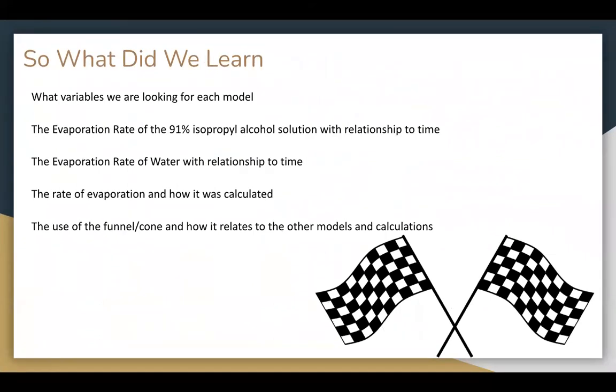In conclusion, after completing the experiments and analyzing the results, we can take away some valuable information. We learned what variables are necessary to calculate the evaporation rate, and what the evaporation rate for a 91% isopropyl alcohol solution is. We also calculated the evaporation rate of pure water and used that to calculate the evaporation rate of the 91% isopropyl alcohol. That was used to find the evaporation rate of pure isopropyl alcohol. The effective surface area was also investigated by evaporating the solution in a cone.